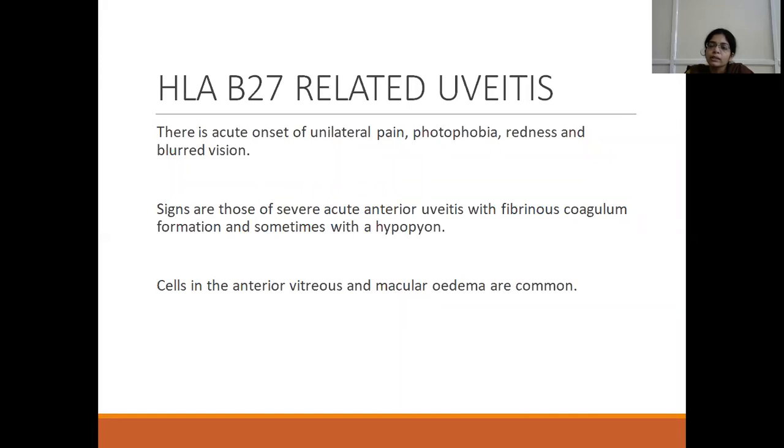Because it is anterior uveitis, the symptoms would be related to the anterior segment. There can be pain, redness, photophobia, blurring of vision. And if there is very severe anterior uveitis, there can be lots of exudation and sometimes also a hypopyon.